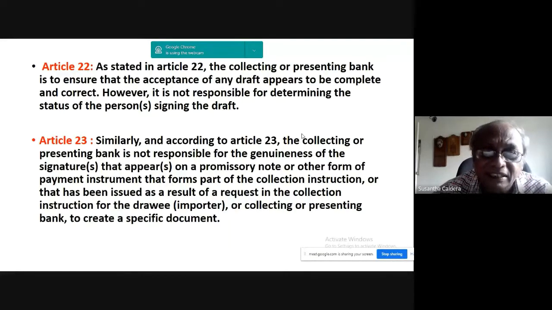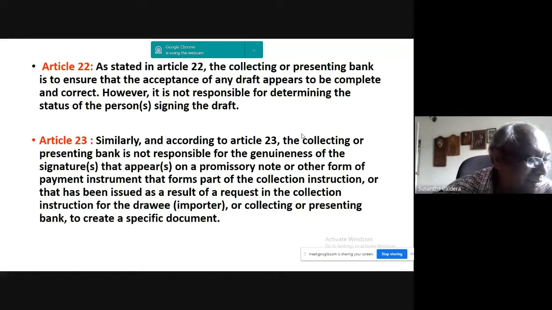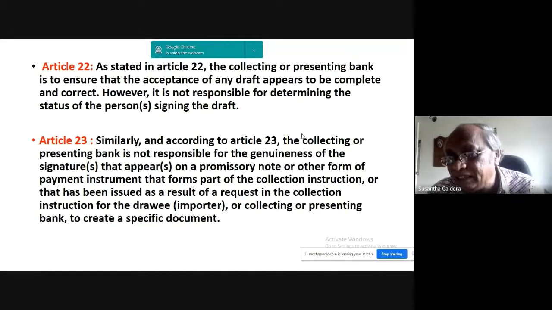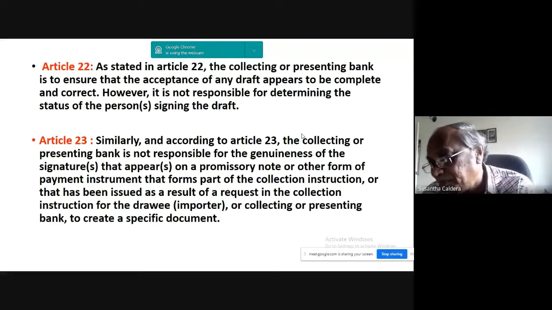Even though Article 22 says like that, we normally check the authenticity of the accepted signature.